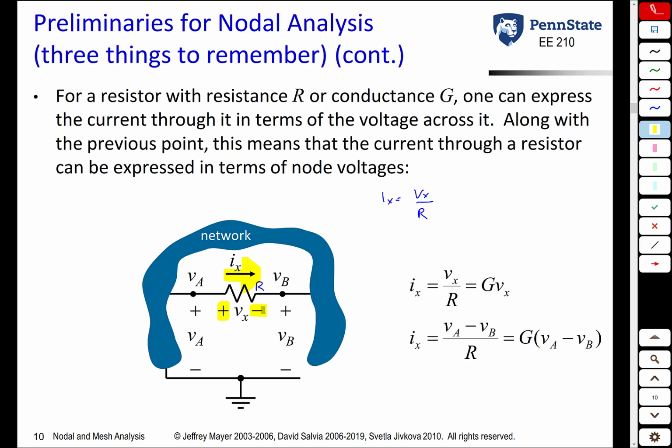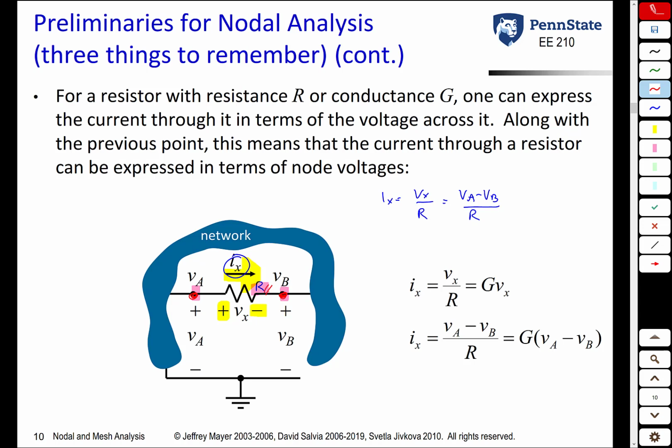But from the previous page, we saw that V sub x itself could be written as VA minus VB. This means that you can always write the current through a resistor by the difference between two absolute voltages. In this case, VA minus VB divided by the resistance. Another way to think about this, and I like to say this in my head as I do my equations, is the current through a resistor is the voltage at the coming from point minus the voltage at the going to point divided by the resistance.